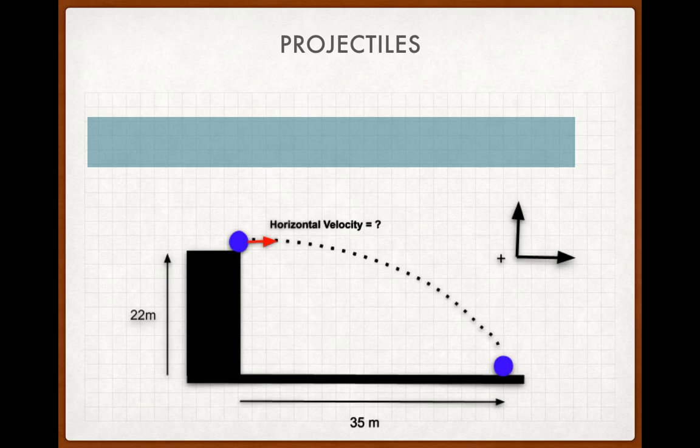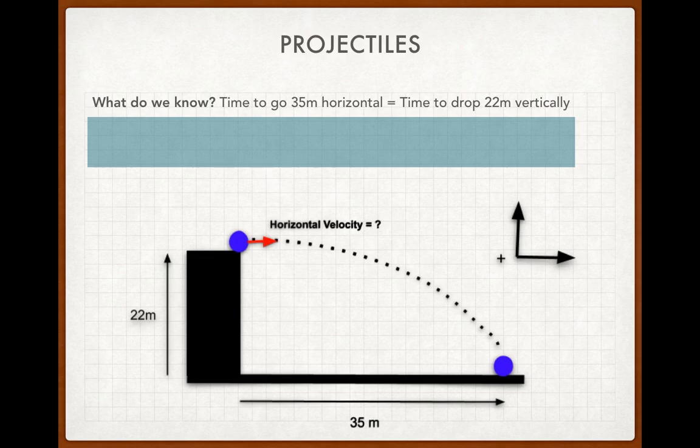Okay, let's have a look at an example. In this case, we're told that a particle is fired horizontally. It travels the dotted path there and lands somewhere beneath the cliff. The cliff is 22 meters high, and it lands 35 meters away from where it was projected. Now what we know for sure is the time taken for it to drop the 22 meters is the same as the time taken for it to travel horizontally 35 meters. And that's what I'm going to rely on.